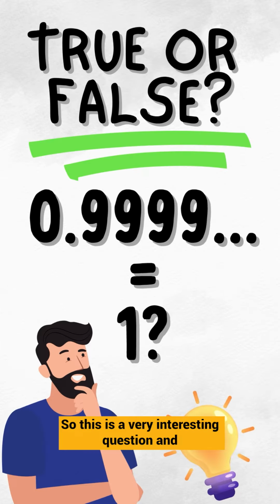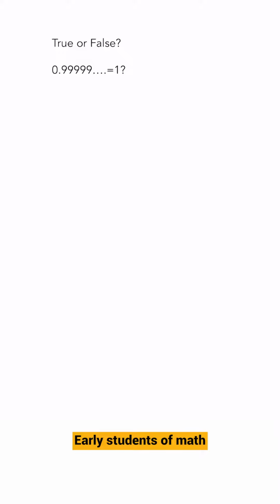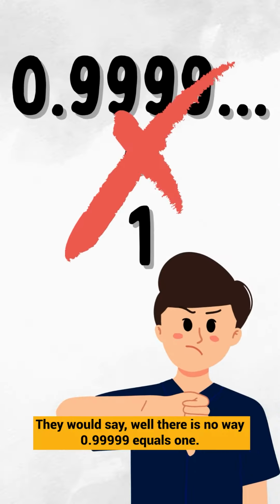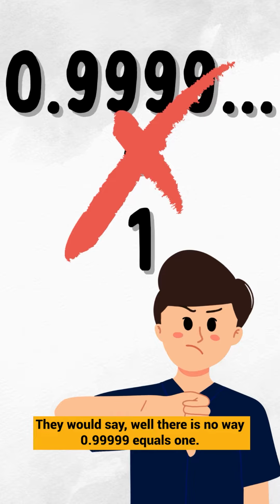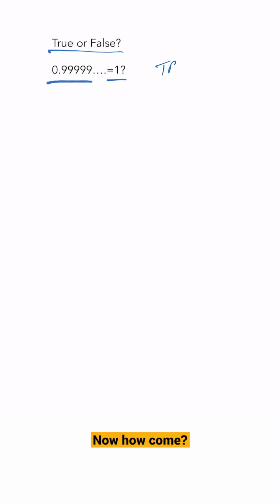So this is a very interesting question, and early students of math will tend to make a mistake here. They would say, well, there is no way 0.999 equals 1. So the question is, is it true or false? And the answer is, it is true. Now, how come, right? And we'll talk about that.